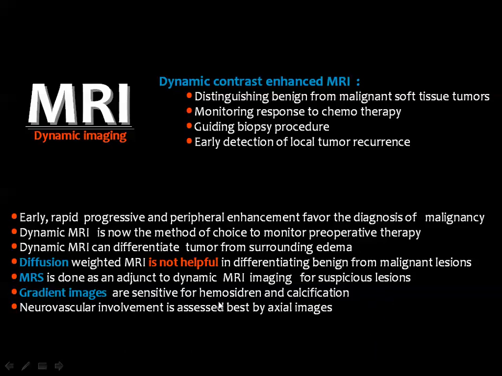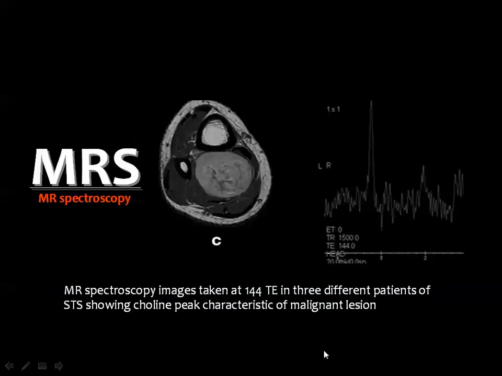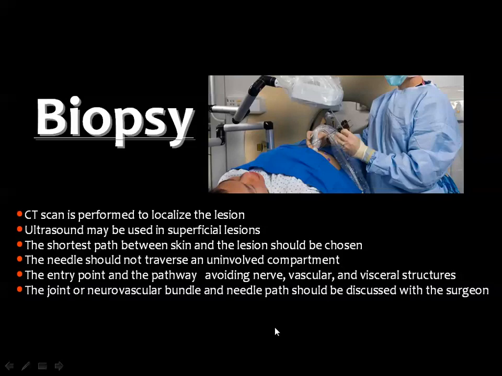Gradient images are sensitive for the blood elements and the calcium. They may be routinely obtained if there is suspicion of these two components in the tumor. Also, one of the important issues, if you are interested in evaluating the relation between the tumor and the neurovascular bundle, is that this is obtained in the axial images. As I have mentioned, MR spectroscopy may sometimes help to discriminate between benign and malignant tumors.